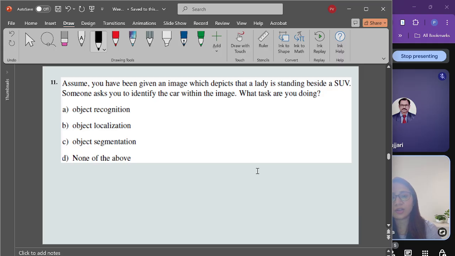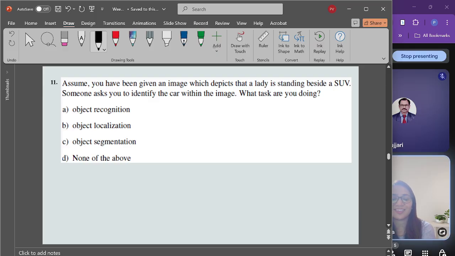Object recognition, localization, or segmentation, basically, or none. A, ma'am. Object recognition, you are doing. Okay, you can see it in a simple way. In an image there is a lady, a car, and maybe other things, right? You are asked to identify the car within an image, or the type of the car. Then it is segmentation, I think.